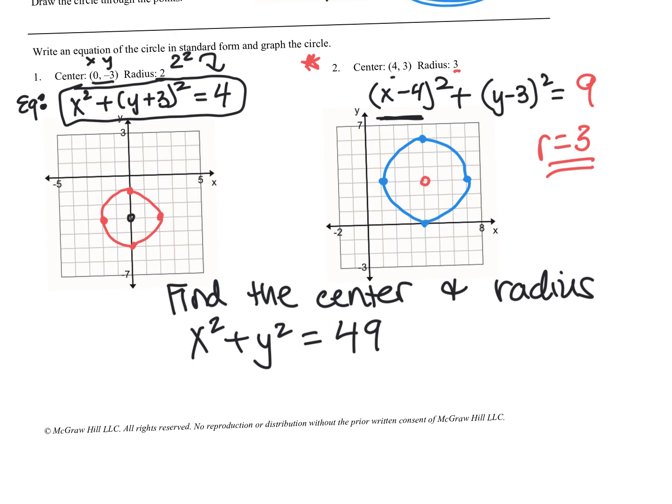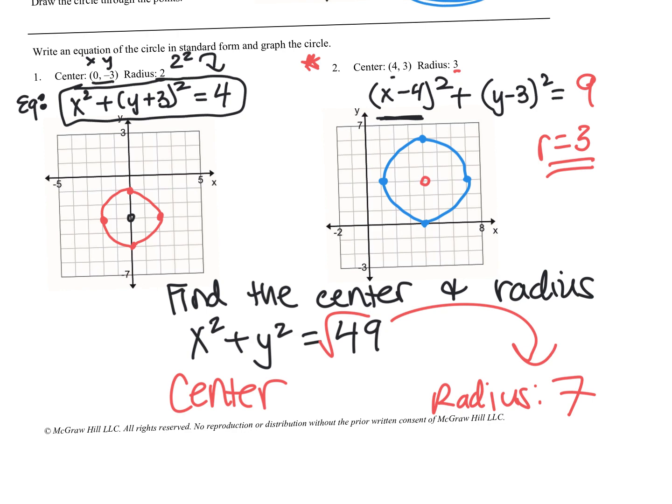All right, what do you think the center would be? 7. That's the radius. Okay, so the radius is definitely 7 because the square root of 49 is 7. How about the center? Remember, I find the center by looking here and here, right? Here and here. So if it's x squared plus y squared, what does that imply about my center? It's at 0, 0, because it's not in parentheses at all, right?